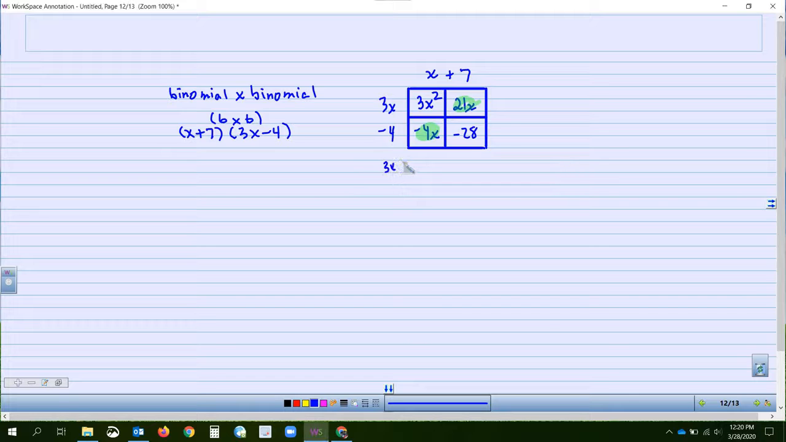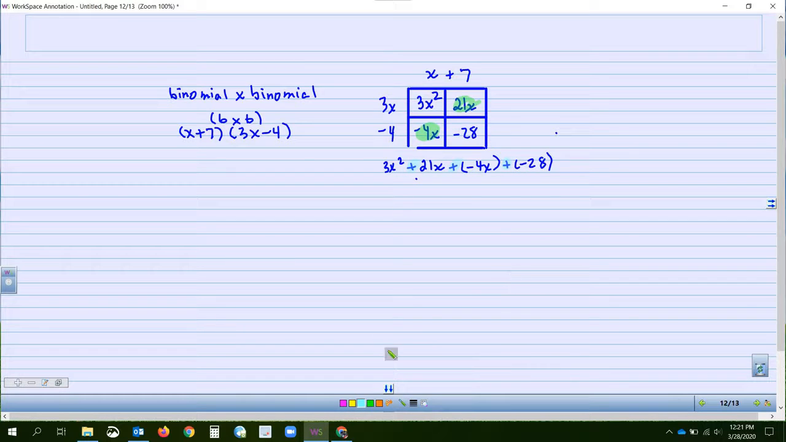So this is what we're going to get. We're going to get 3x squared, and again, I'm going to follow my own advice here. I'm going to put plus 21x. Then, instead of minus 4x, I'm going to put plus negative 4x, because I always change subtracting a positive to adding a negative when I'm doing polynomial operations. And then I'm going to put plus negative 28. So again, you do not have to do this. This is just my recommendation when you're doing polynomial simplification, that you always make these addition.